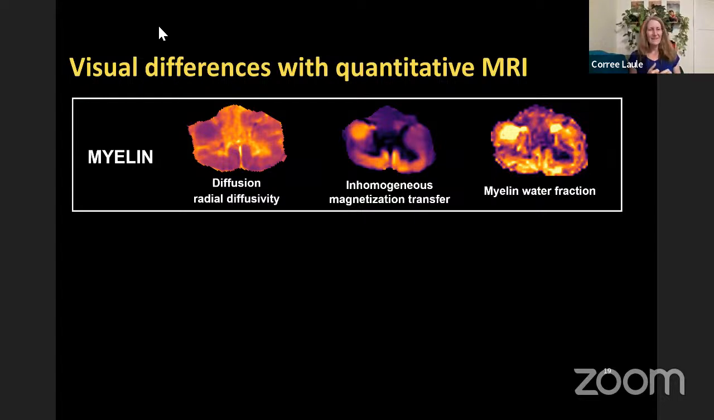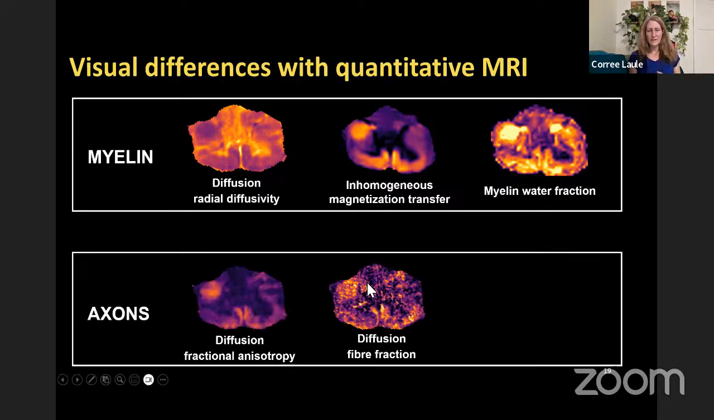There we go. So here's some visual representative pictures of some of the different things that we're seeing with our quantitative MRIs. So these are 3 different techniques that are proposed to be related to myelin in some capacity. So diffusion radial diffusivity and inhomogeneous magnetization transfer, and then also myelin water imaging. And you can see the contrast between them. There's some similarities, but there's also some differences.